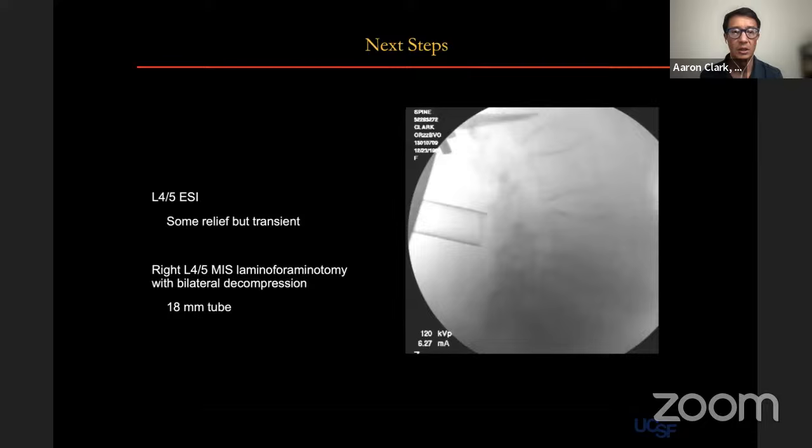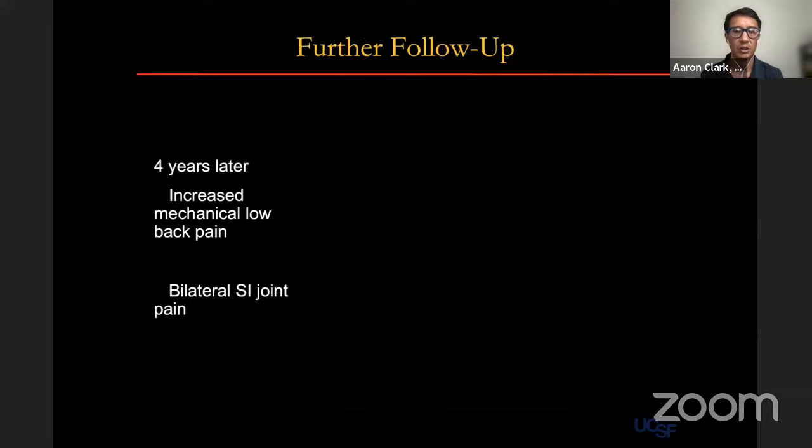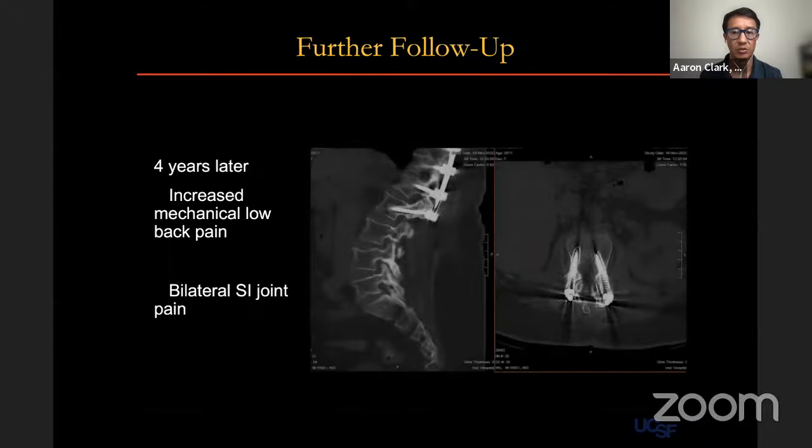And you'll see in the next slide, I just did a simple, minimally invasive right-sided L4-5 laminoforaminotomy, and then looked to the contralateral side and did a bilateral decompression through an 18-millimeter tube, which did help with her leg pain. But over time, in the next slide, you'll see she did develop continuing to increase low back pain. She also had some pain in the bilateral SI joint areas. And ultimately, I did a full evaluation of this, including CT scans and X-rays.